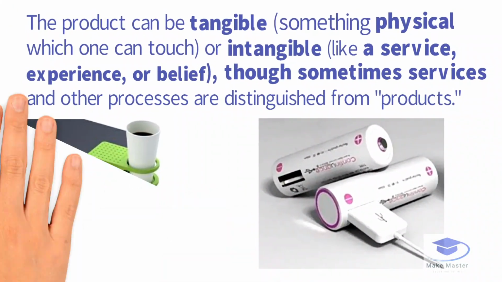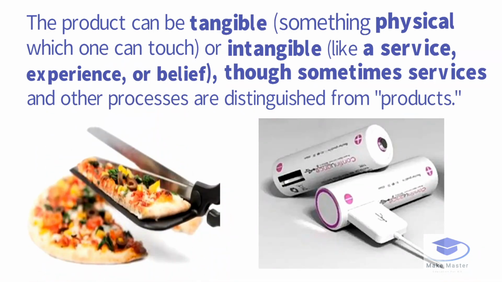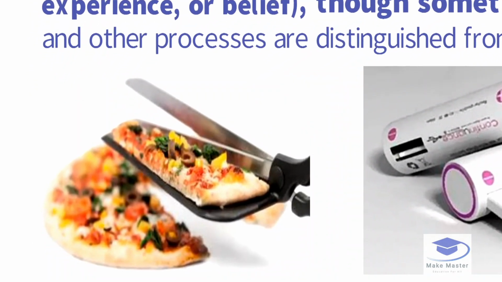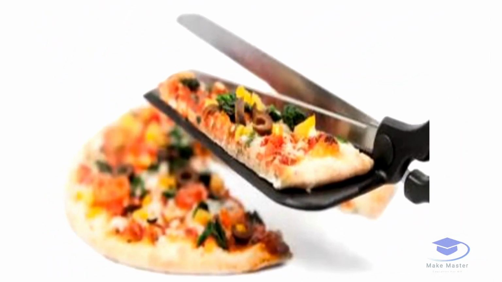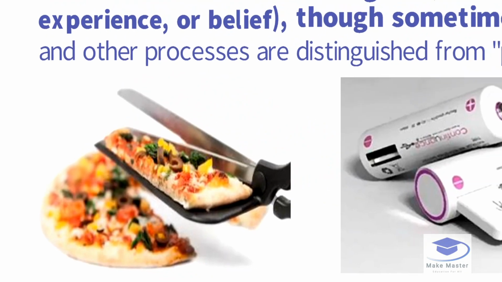The next example here is the pizza. Normally for serving pizza we are using two tools: one is the pizza cutter, and another tool to serve the pizza, the pizza lifter. So two tools are combined into a single tool, a scissor combined with the pizza lifter. The single tool is used to cut and serve the pizza.